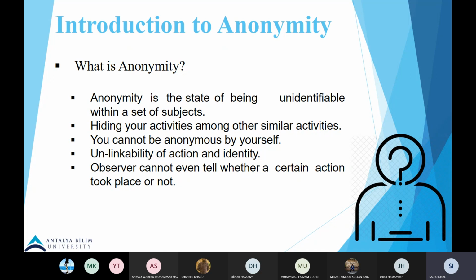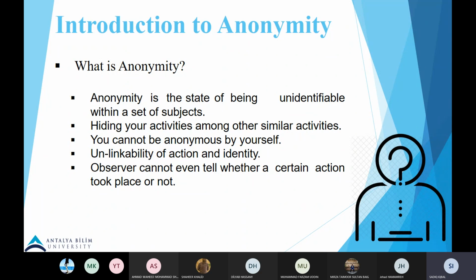In order to acquire the state of anonymity, we have to mask these identities, hiding your activities among other similar activities. This is also an aspect of being anonymous. For example, you are among the public, using a public network, and there are thousands of users using the same network, thousands of identities, and thousands of people doing other kinds of activities. Some can be similar, some are different.